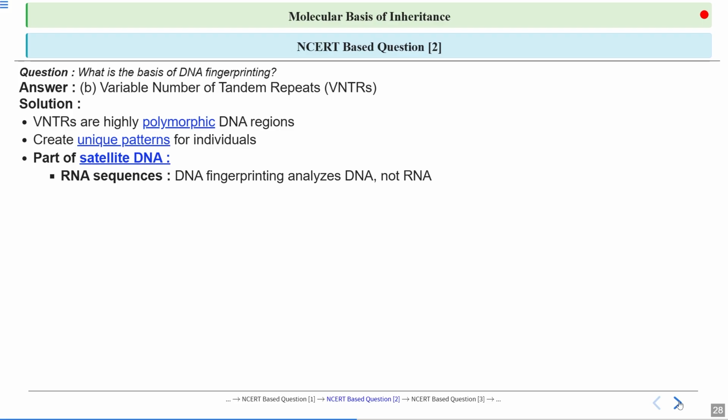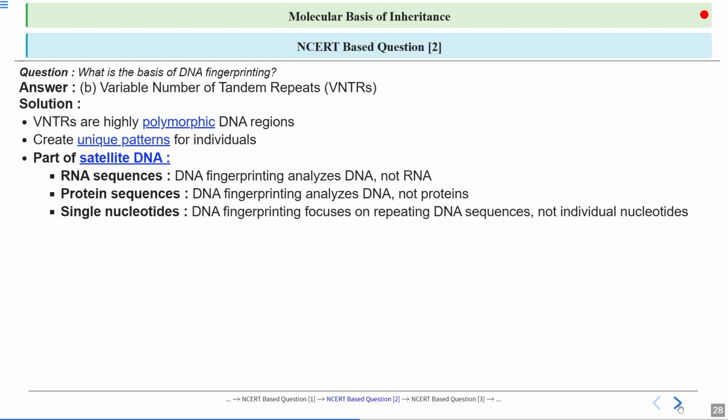For RNA sequences, DNA fingerprinting analyzes DNA, not RNA. For protein sequencing, DNA fingerprinting analyzes DNA, not protein. And for single nucleotide, DNA fingerprinting focuses on repeating DNA sequences, not an individual nucleotide. So here, VNTRs are the part of satellite DNA, whereas RNA sequence, protein sequence, and single nucleotide are not.